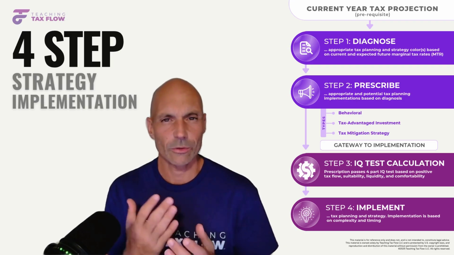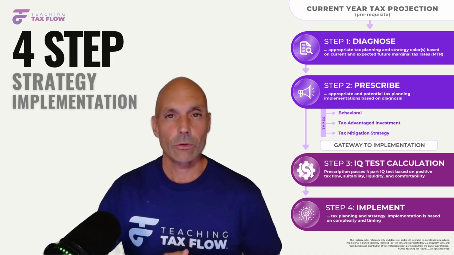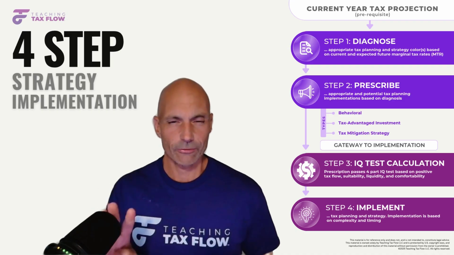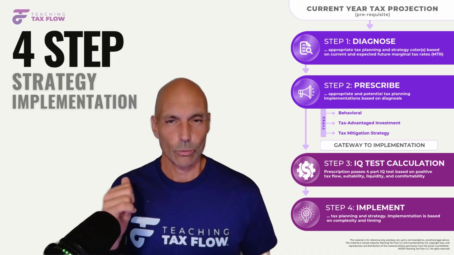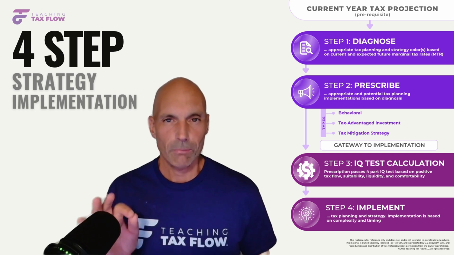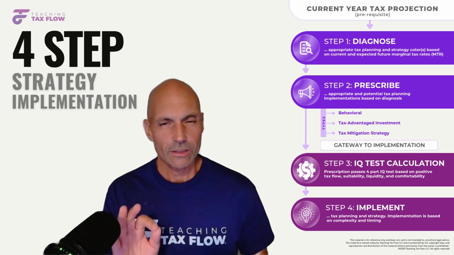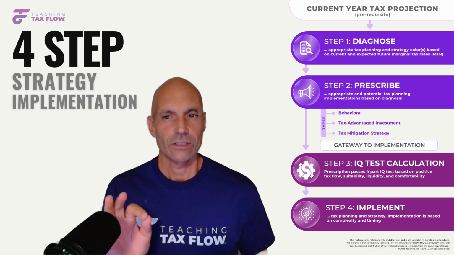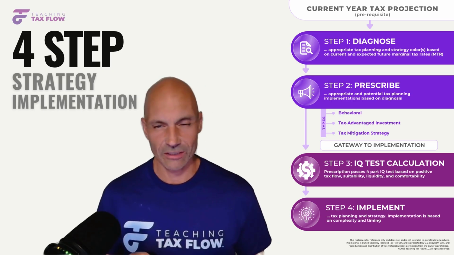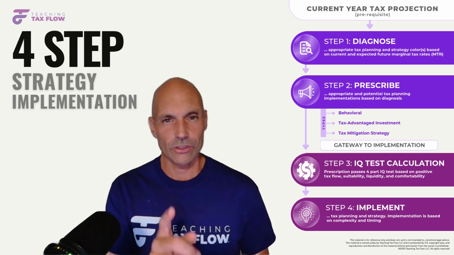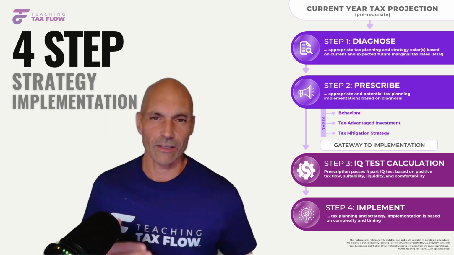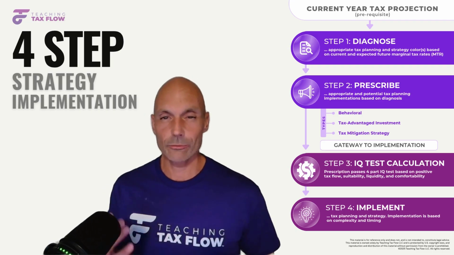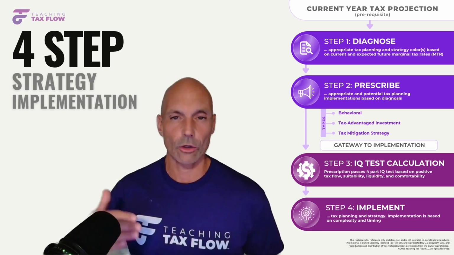So once we understand someone's current year tax projection, then we can move forward into step 1, and that is your diagnosis. We have developed 4 different color-coded diagnoses, which stand for red, green, purple, gold. Your marginal tax rate, which is more important than your tax bracket, dictates what your diagnosis is. You can have multiple diagnoses in a given year, and you can also change diagnoses from year to year. But let's assume someone is in a 40% marginal tax rate situation. In the Teaching Tax Flow 4-step process, there would be a red diagnosis, meaning marginal tax rate over 25%.